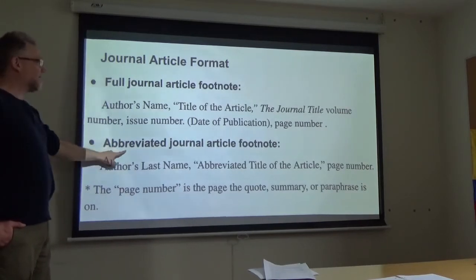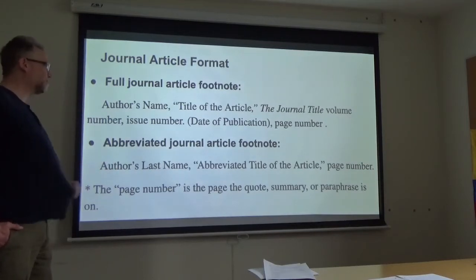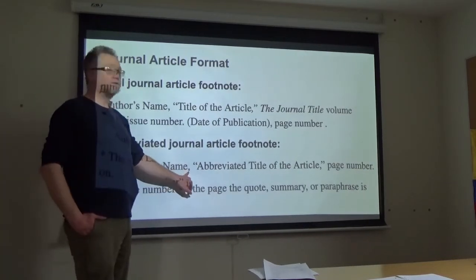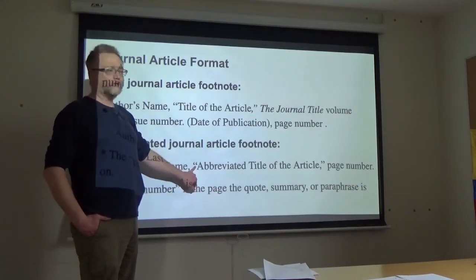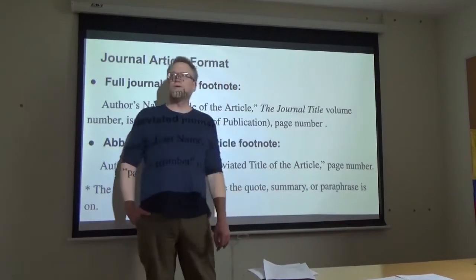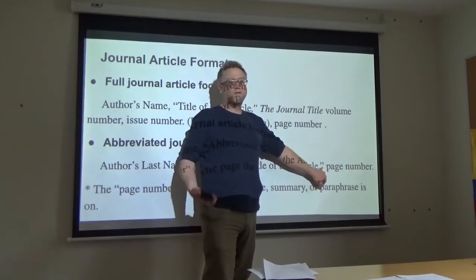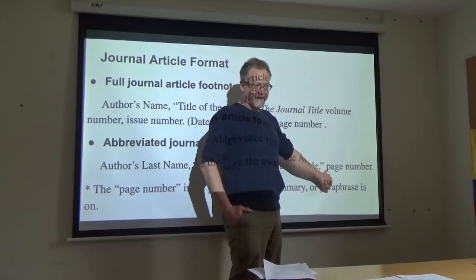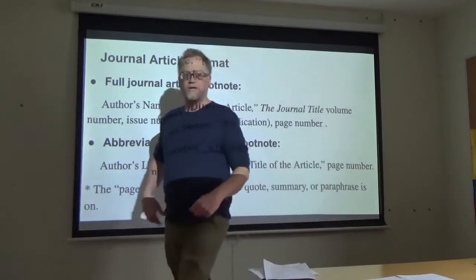Now, the abbreviated one. With the abbreviated one, what do you have? The author's last name, and then a comma, then an open quotation. And then look at that. What kind of title? Abbreviated. You have the abbreviated title, and then a comma, and then a close quotation. Okay. And then you have what? A space, and then the page number. And then what do you have? A period, okay?